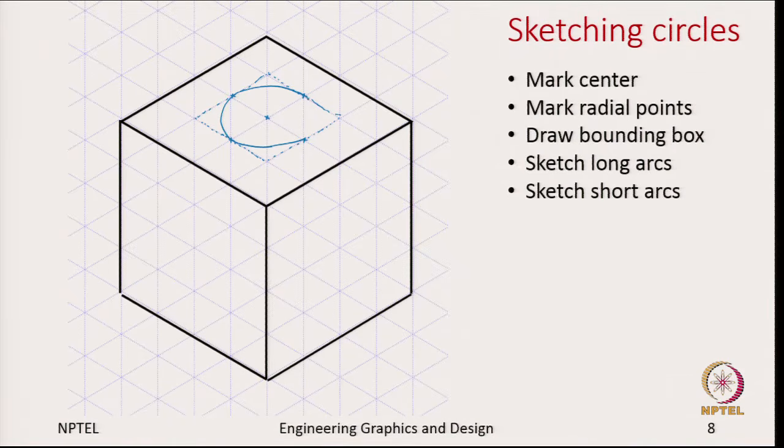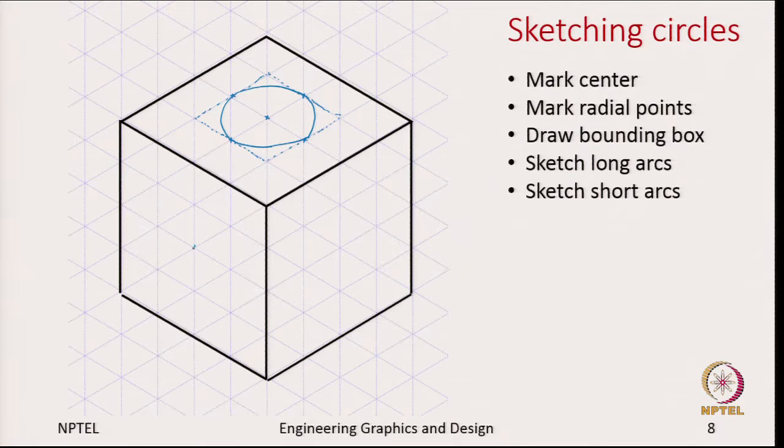Similarly, the last two radial points for the short arc. So, what we have tried to draw is an ellipse. You can use this technique to draw ellipses on the isometric grid sheet, but effectively what we are trying to show is a circle on the top face. Similarly, you can apply the same method on the different faces.